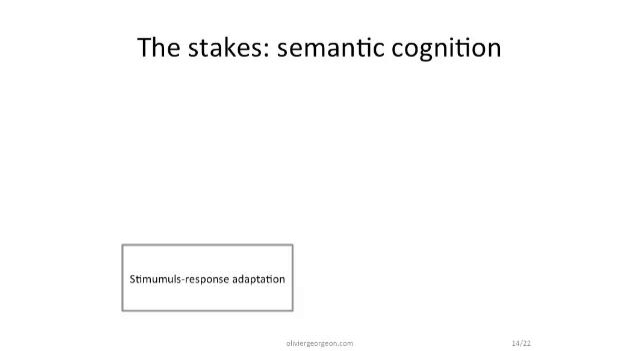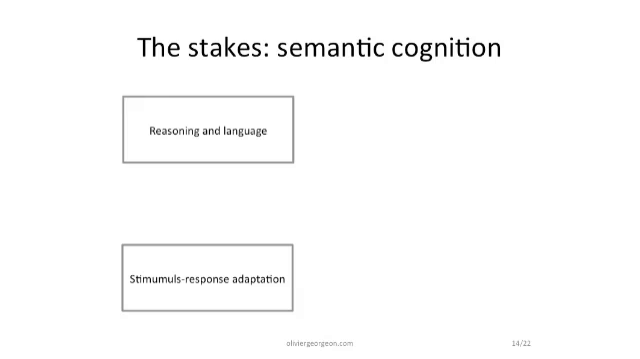that will allow us to implement a level of artificial intelligence that is intermediary between a low level that we can call stimulus response adaptation and a higher level that we call reasoning and language. This intermediate level, we call it semantic cognition, and intuitively it would correspond to the intelligence of animals.